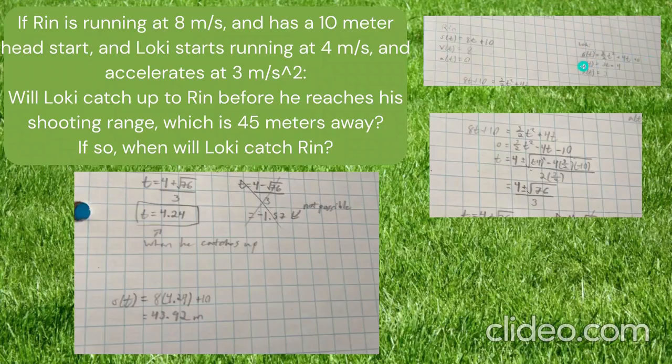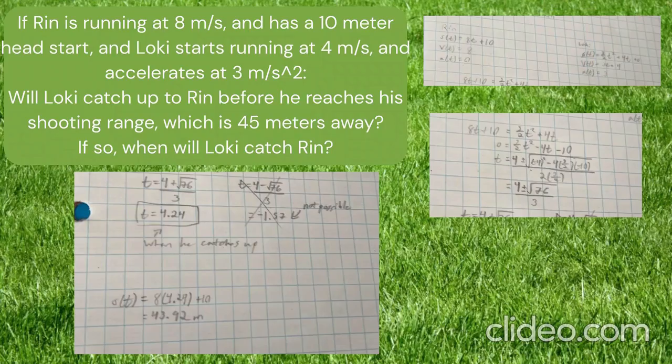Now, we can see Loki's over here. He is starting at 0, right? But he has 4t, and he has t squared. Look how cool that is. But he has, it's hard to see, but I believe that is 3 over 2 t squared. That's his position. His velocity is 3t plus 4, and his acceleration is 3t.